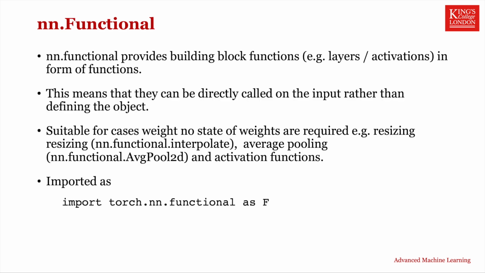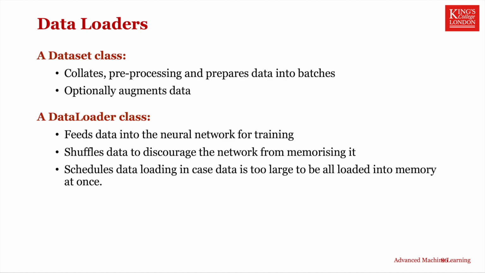The next thing we need to discuss is nn.functional. This module provides building block functions which should be considered whenever you have operations without any trainable weights. For example, the ReLU function or other activations, interpolation or average pooling. They are not, however, suitable for linear or convolutional layers, as these learn trainable parameters and behave differently at train and test time. For these types of operations, you should instead be using the nn.Module functions.